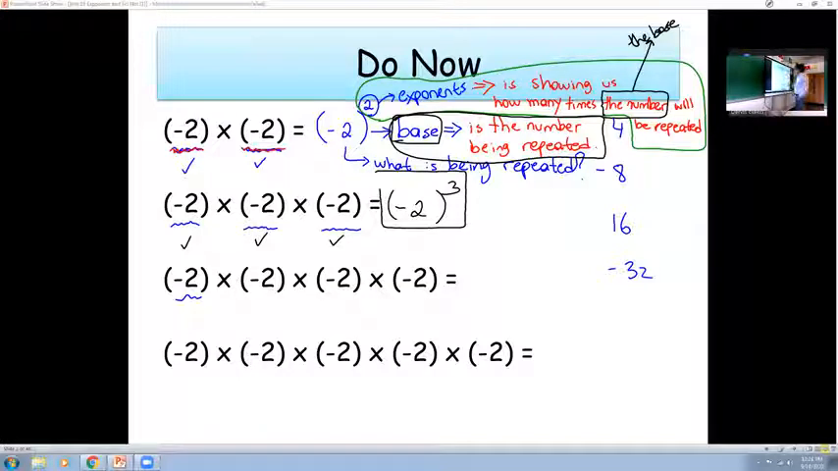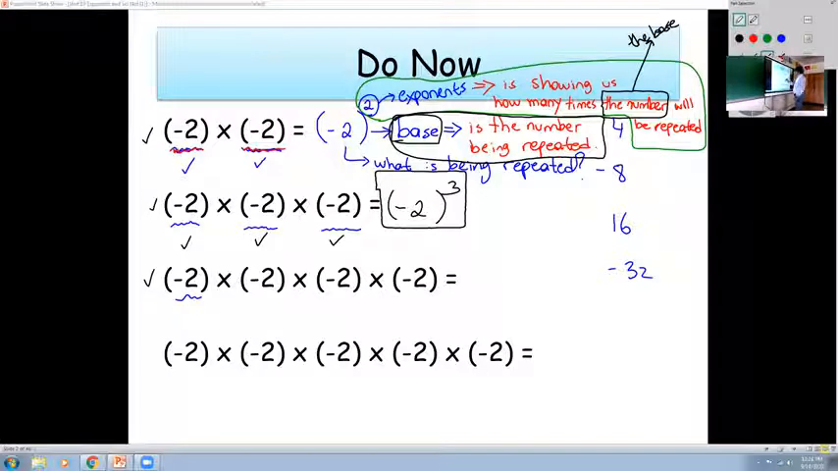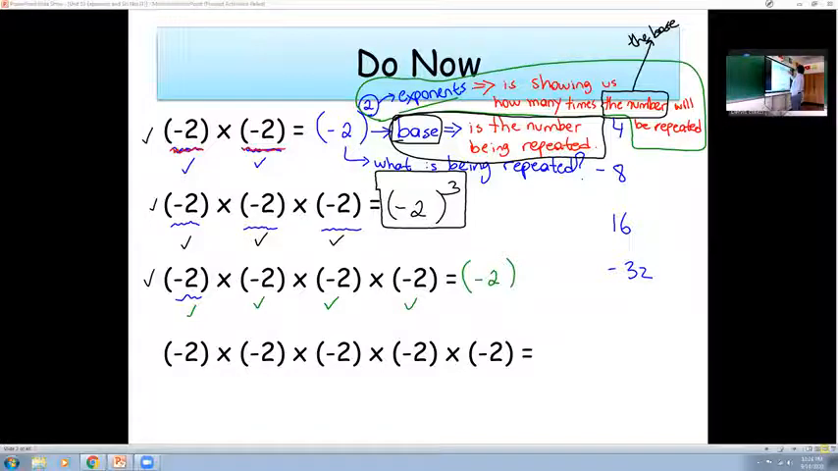All right. So how about this one? How about the next one? Okay, we are done with the first 2. How about the third one? Which number is still being repeated? -2. How many times? 1, 2, 3, 4. So you see that exponents are showing us how many times the number will be repeated, and it is being repeated 4 times, right?